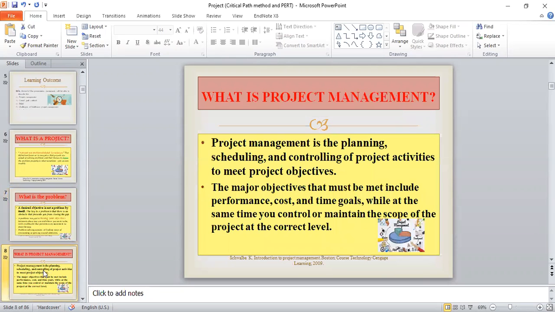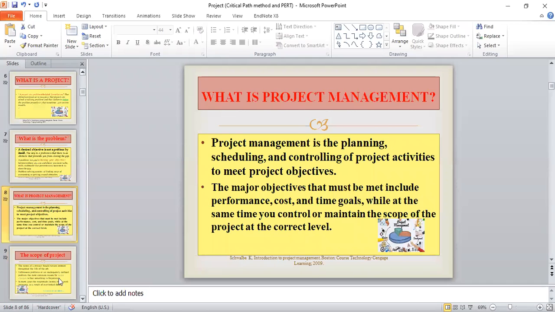Now, what is project management? It is planning, scheduling, and controlling of project activities to meet the project objectives. The major objectives must include performance, cost, time, and goals, while at the same time you control or maintain the scope of the project at the correct level.